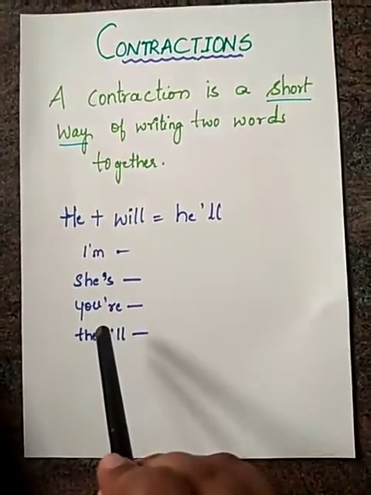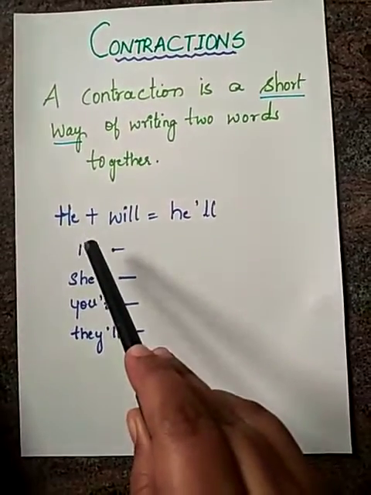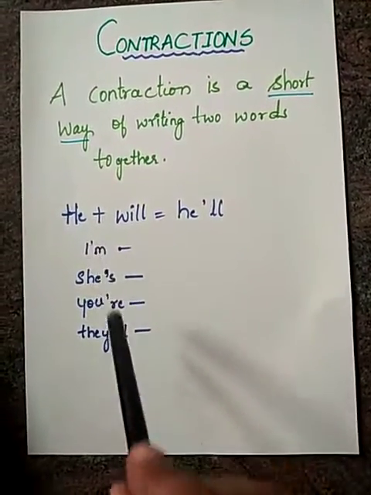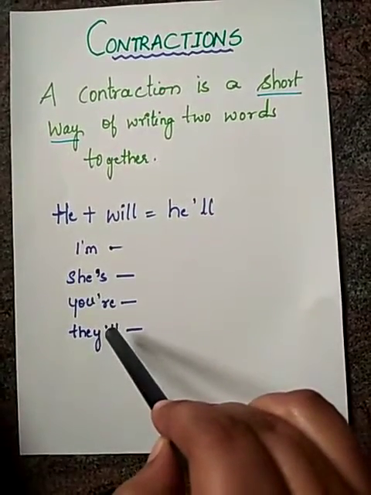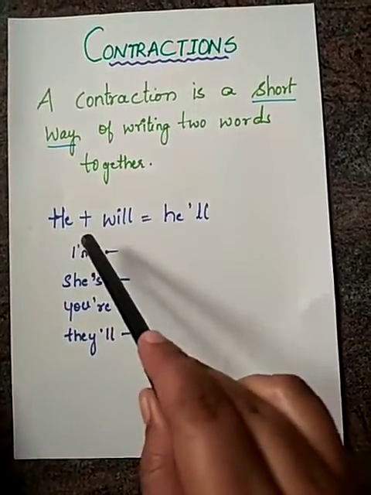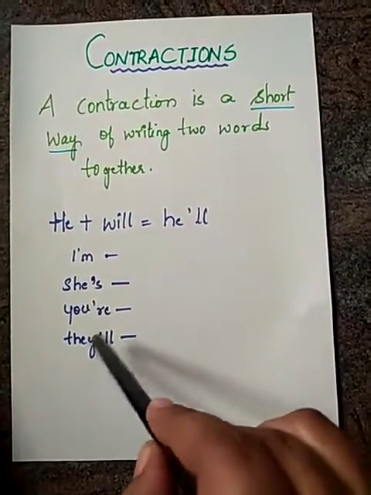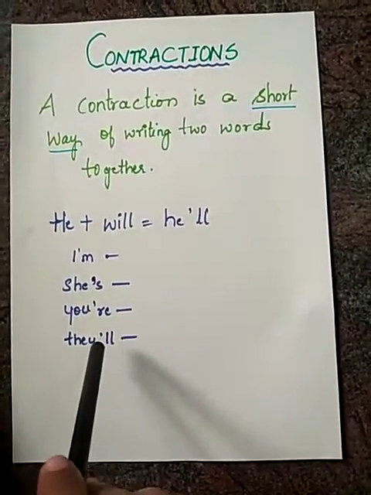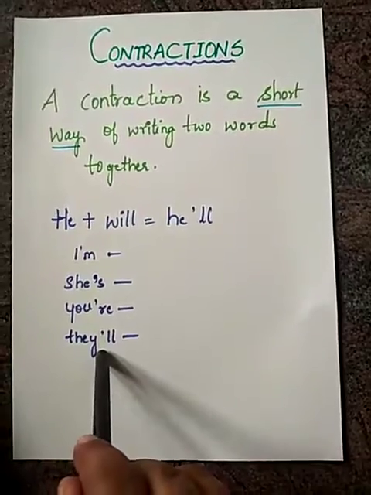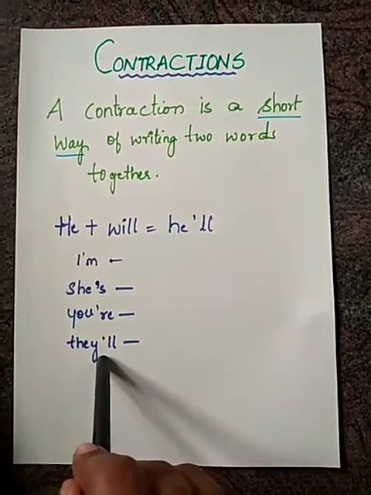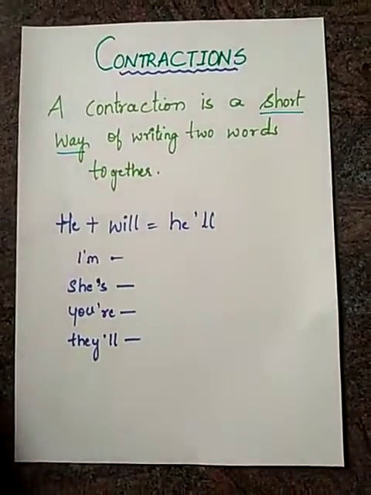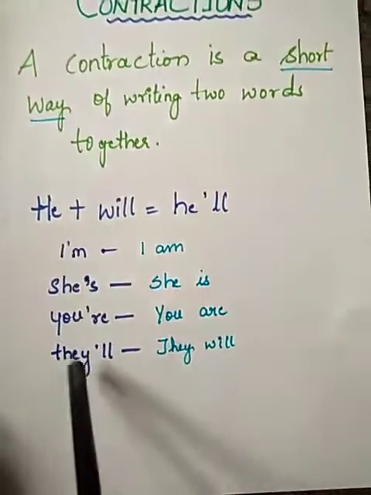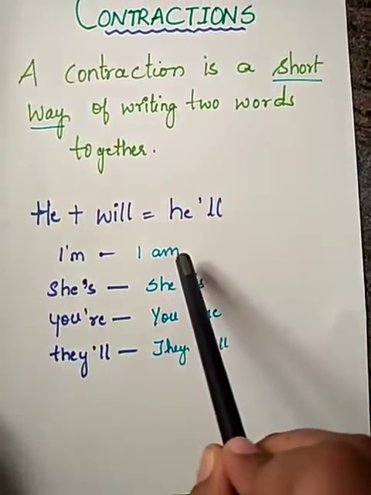So in the contraction, an apostrophe punctuation mark is used. You can see the apostrophe. Can you see in all the words I have written apostrophe. So the apostrophe punctuation mark will be used while writing the contraction words. Okay, I'll be showing the words.